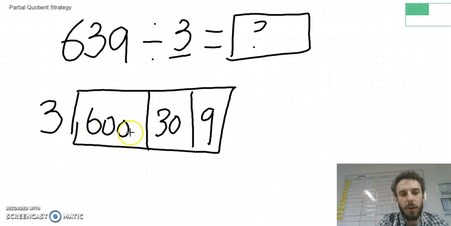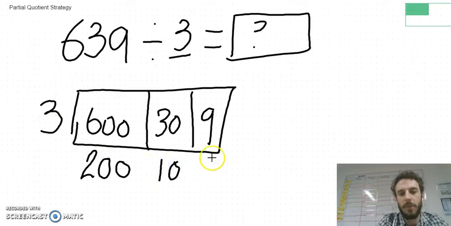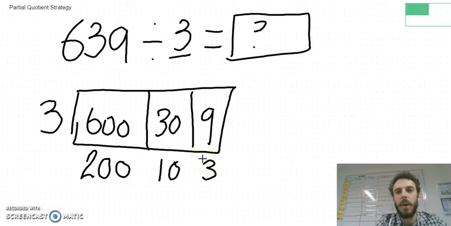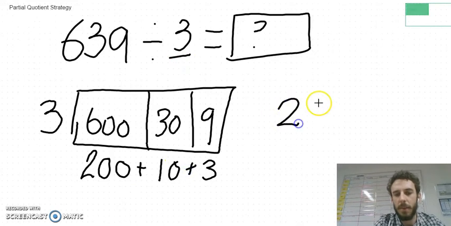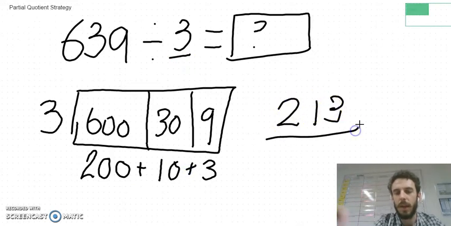So 600 divided by 3 is going to be 200. 30 divided by 3 is 10. And 9 divided by 3 is 3. So then to come up with the answer to 639 divided by 3, I just simply add these 3 parts together to get my answer of 213. That's pretty much as simple as the partial quotient strategy is.